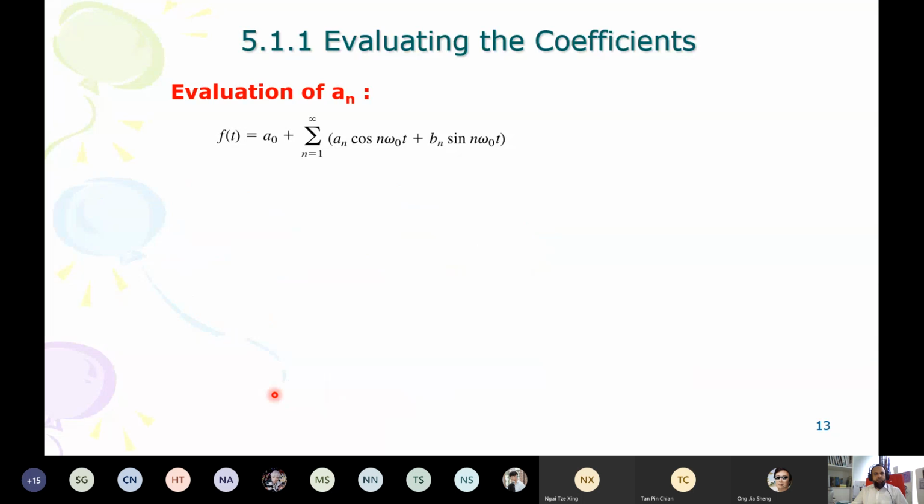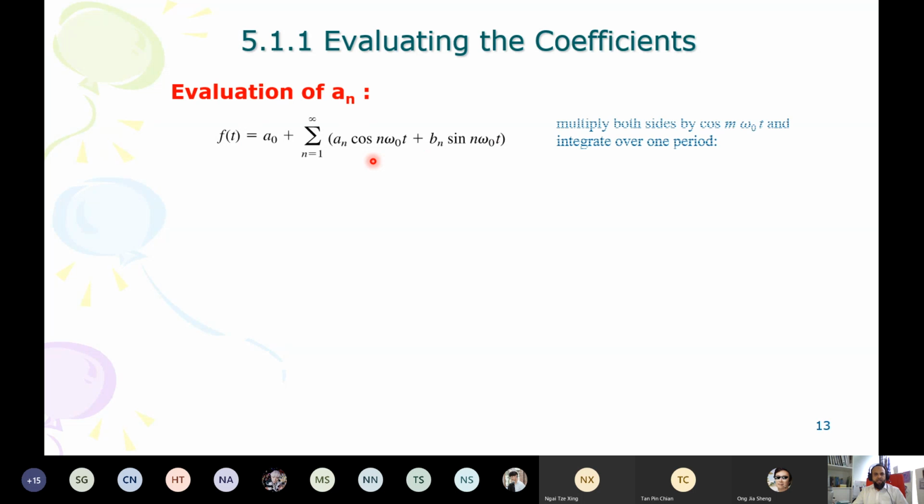All right. When we talk about an, we need to find an. The an are the terms along cosine n omega naught t. Again, this is an equation, and we need to find an's, which are infinite in number. So we cannot find the infinite terms from one equation. We need to find a way, and again some mathematicians helped us.